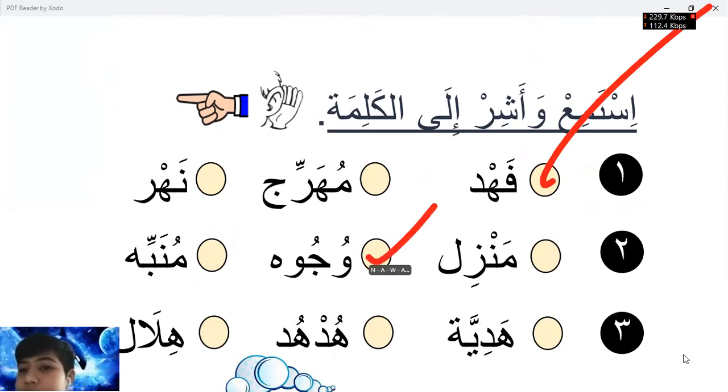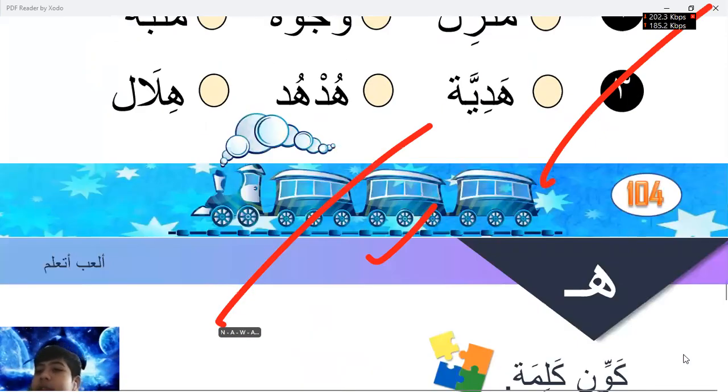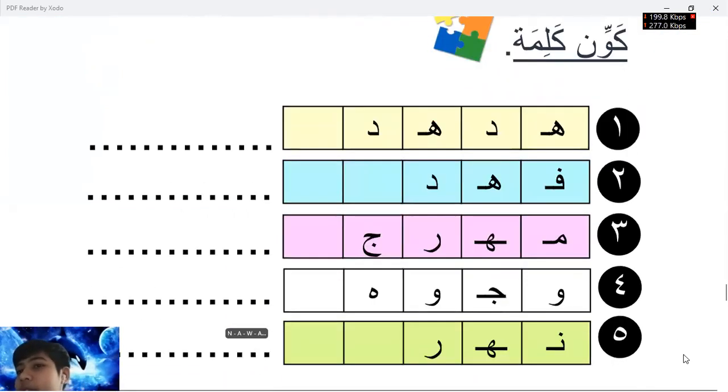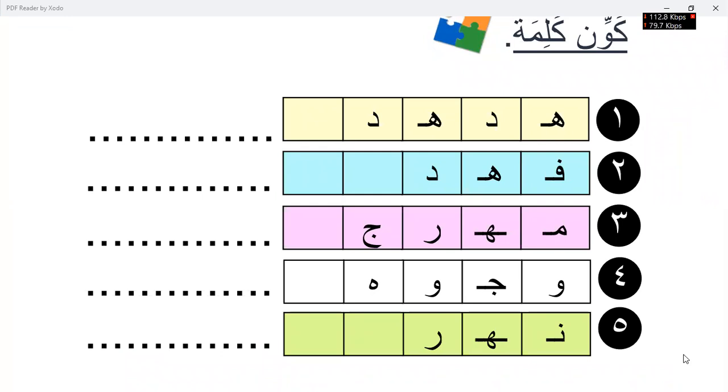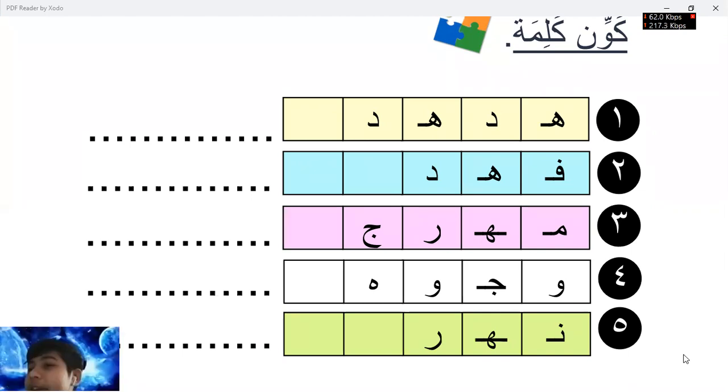New moon. Hood hood. Okay, meaning? Hoopoe. Then next is Fahad. Good. Leopard. Muharrij. Muharrij. Okay.